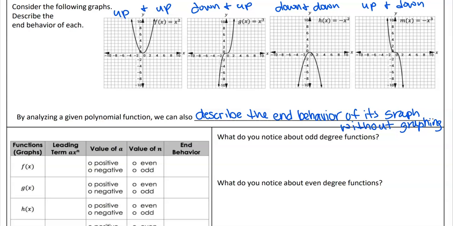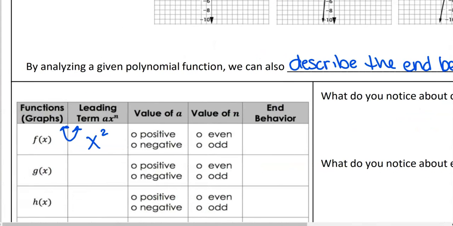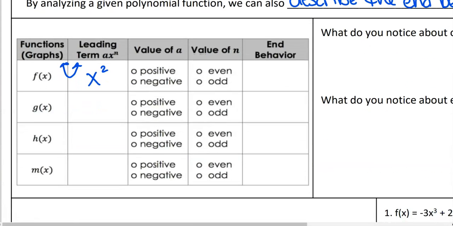So there's patterns we're going to be looking for. My first function is f of x. What is this function? It is x squared. So this is still referring to our opening graphs. This is the parabola right there. What is the value of a? What number is in front of x squared? Just a 1. Is that a positive or is it a negative? It's a positive number.